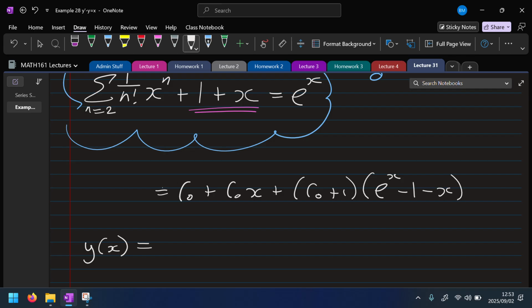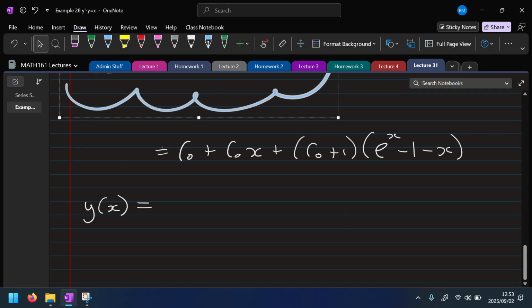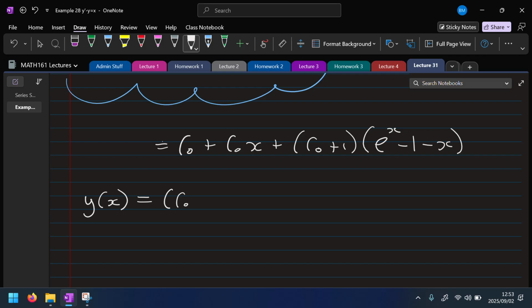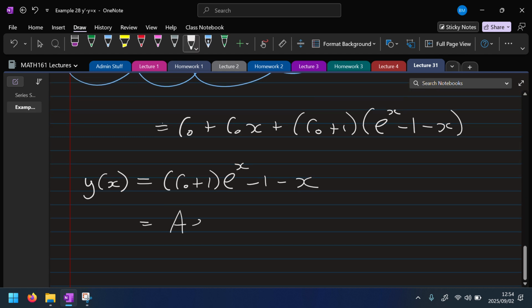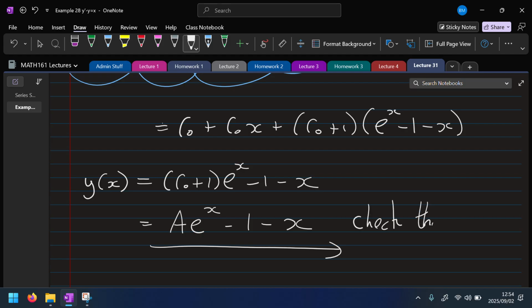Y of x. Okay, that's just simplifying, right? Just expand the brackets there. So that will be y of x is equal to C0 plus 1 e to the x minus 1 minus x. Yeah, we end up with that. Or if the C0 plus 1 you don't like, you can write it as e to the x minus 1 minus x. Yeah, and then please check this with that linear method from before. So check this for homework.